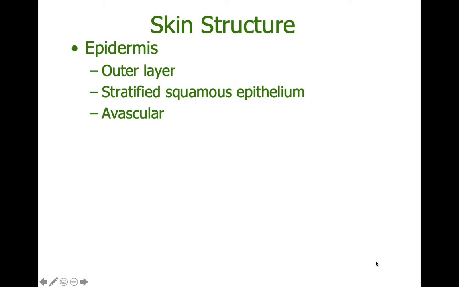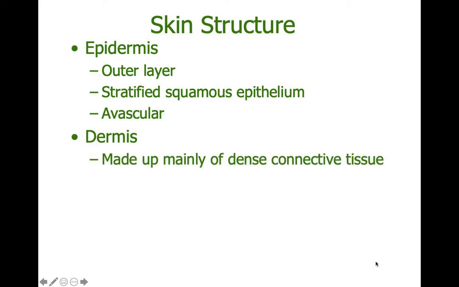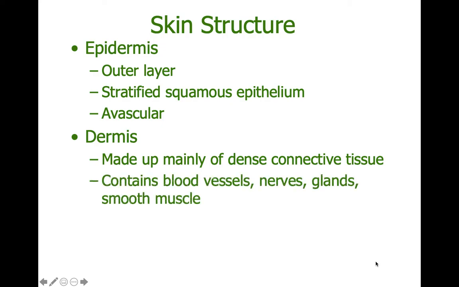If you do bleed, that means that you went deeper than the epidermis and hit the dermis, the layer deep to the epidermis. This layer is made up primarily of dense connective tissue. It contains blood vessels, nerves, glands, and smooth muscle. It contains all kinds of things that your epidermis is going to need to function and that your body needs to protect itself.